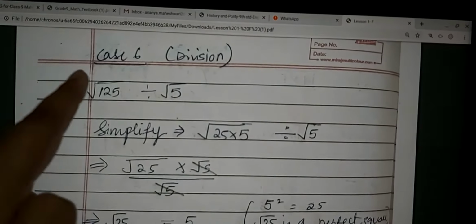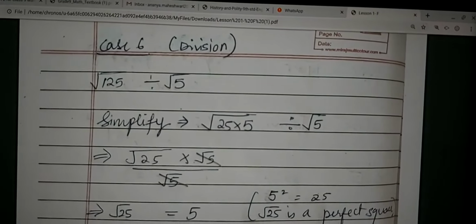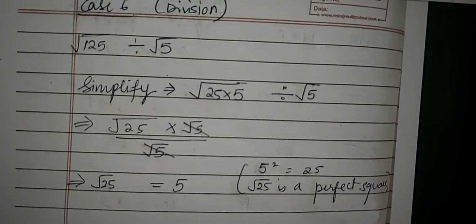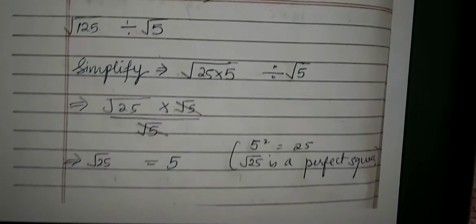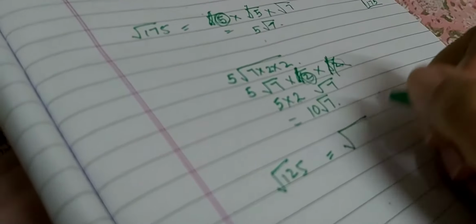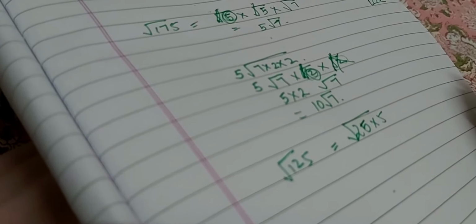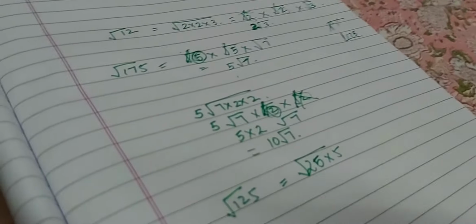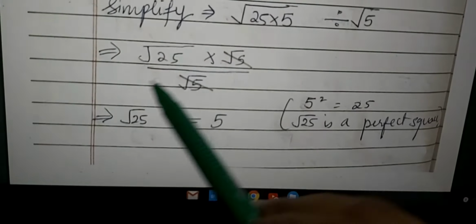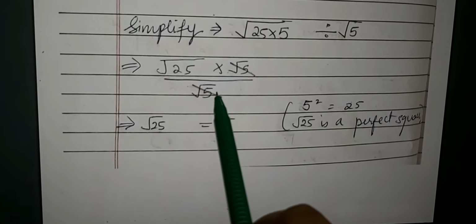Now we're going to look at division. Very simple. Root 125 divided by root 5. First thing I'm going to do is simplify. Always remember in surds, we simplify it to its lowest form. So root 125 can be written as root 25 into 5. Now what I'm going to do is, I'm going to write it as division. Root 25 into 5 upon root 5. Root 5 cut gaya. What do I have left?